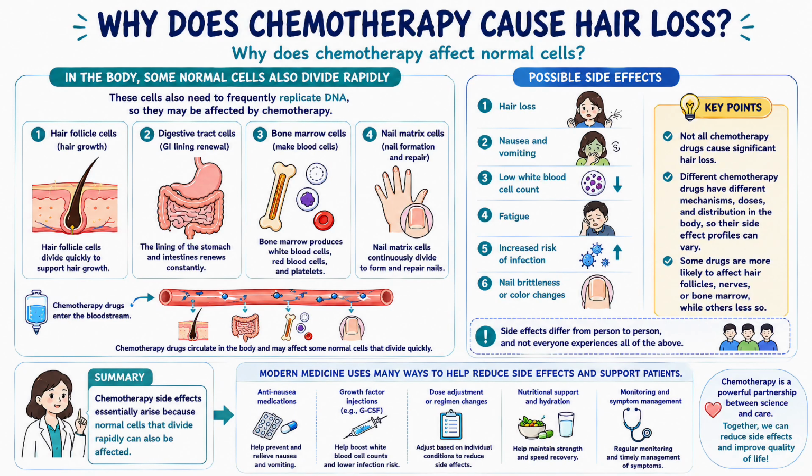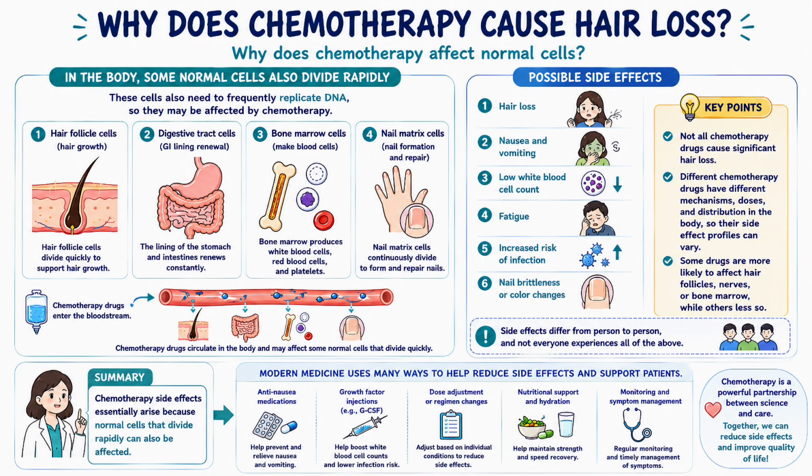Fortunately, most side effects gradually improve after treatment ends. However, it is important to remember that not all chemotherapy drugs are the same. Different drugs work through different mechanisms. Some are more likely to cause hair loss, others are more likely to affect the bone marrow or the nervous system. And not every patient experiences the same side effects.